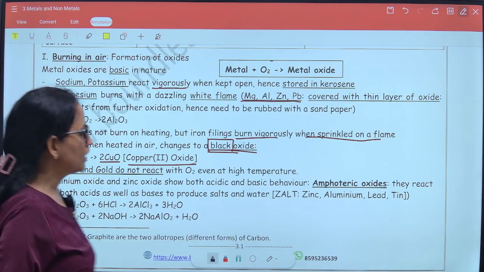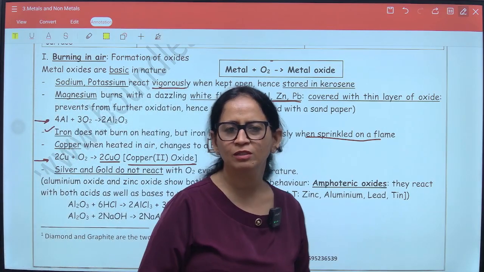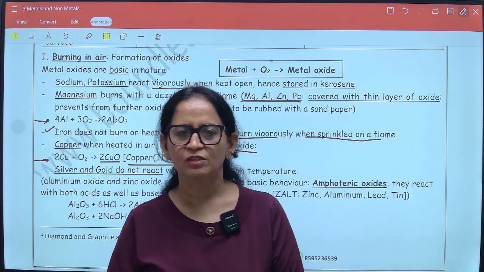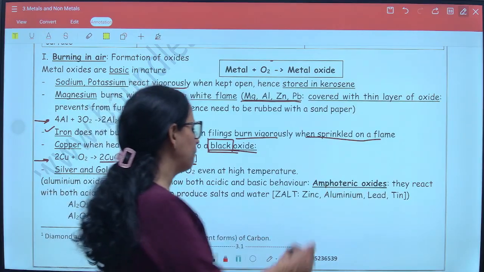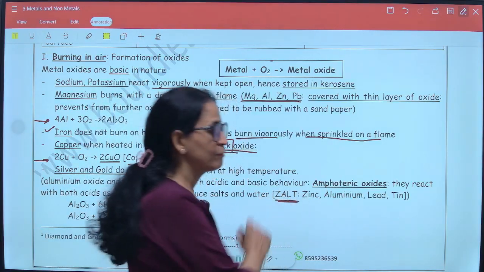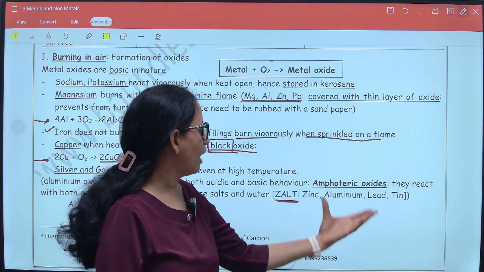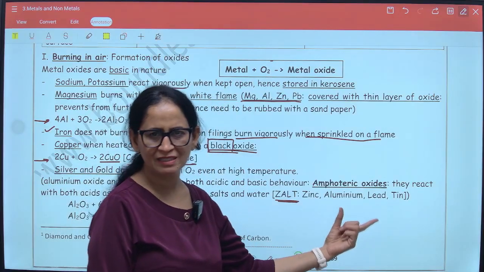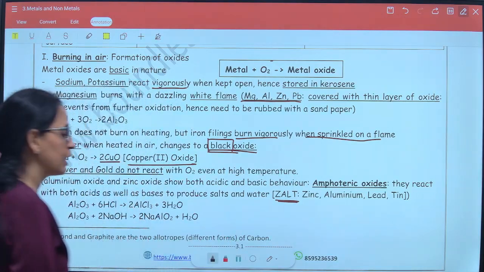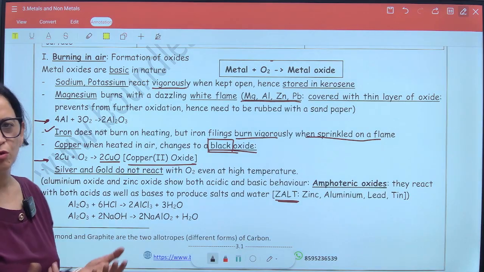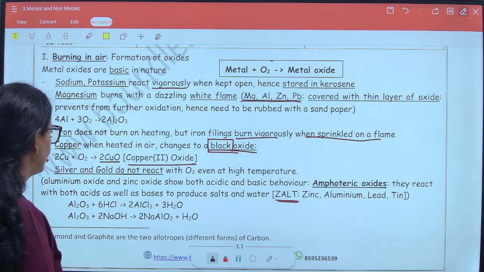Now, there are certain oxides that show both acidic and basic behavior. Such oxides are called amphoteric oxides. So, you need to remember this word ZALT, salt. Zinc, aluminium, lead and tin are the four metals whose oxides are both acidic and basic in nature. They react with HCl and they also react with NaOH, forming their corresponding salts.